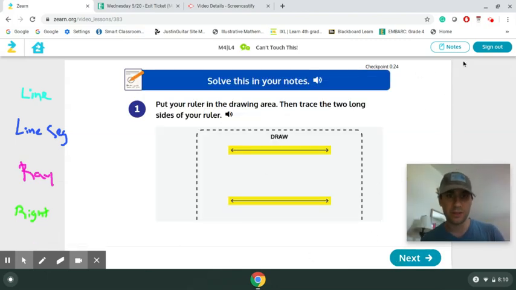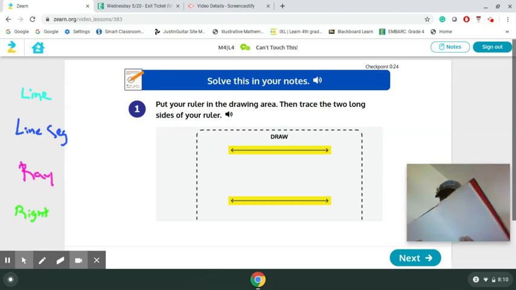Put your ruler on the drawing area, then trace the two long sides of your ruler. If you don't have a ruler, that's okay. What you can do is, if you have lined paper, you can pick two lines and carefully outline those two lines. So I'm going to do one in pink. It's got to be as straight as you can make it. If you do have a ruler, you can outline the two edges of the ruler. I'll do one in pink. I'll do one in blue.